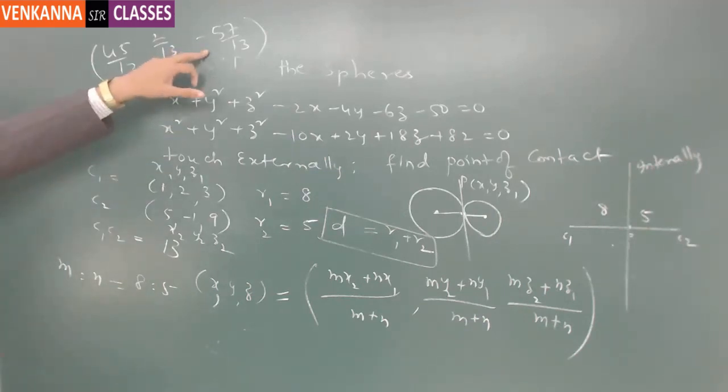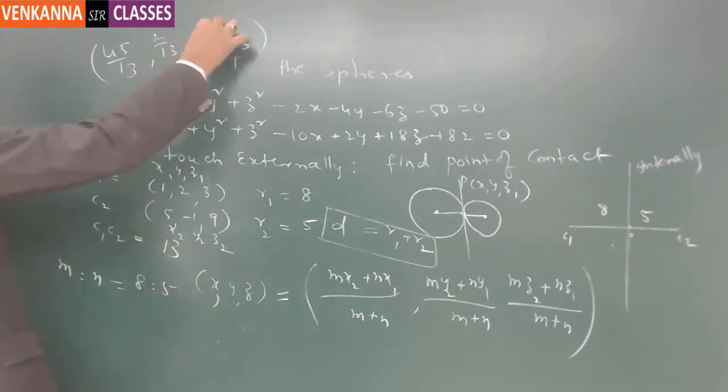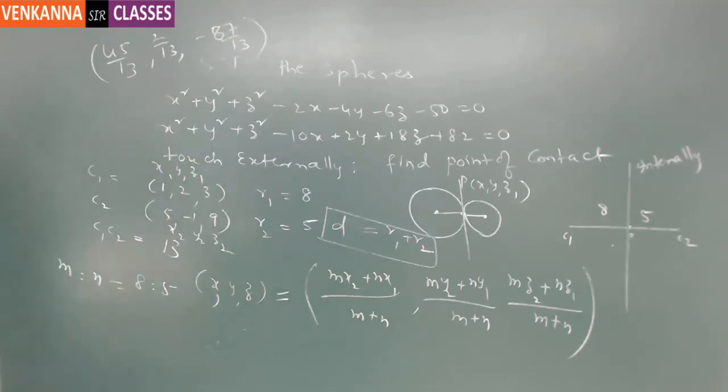You are saying this one? The value, yeah. So what is the value by the calculation? Is it -57/13 or something? Yeah, 87/13, right? Right. Done. All right. Then we take the other one.